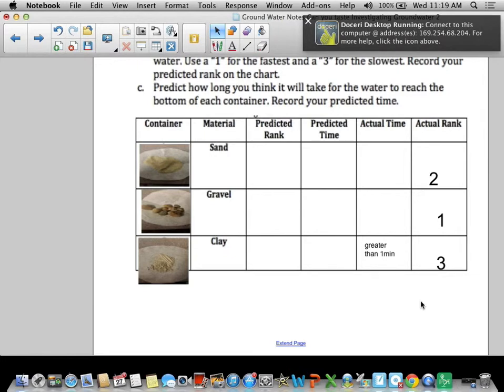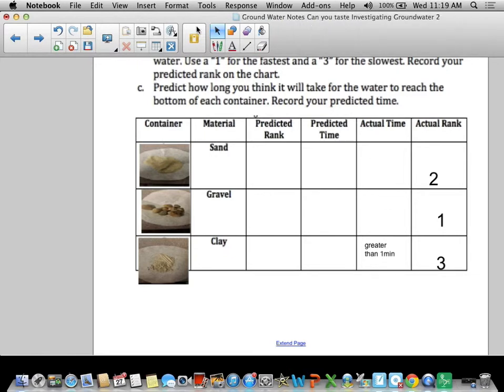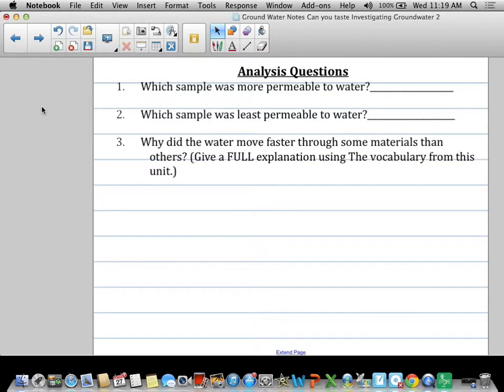No. Okay. Then now let's go to our next sheet. Here you have 3 questions. Which sample was more permeable to water? Gravel. Why is it gravel?